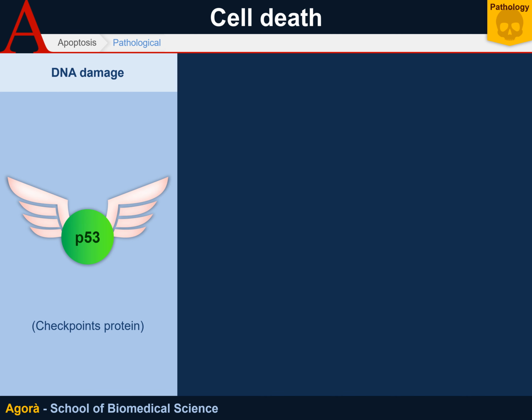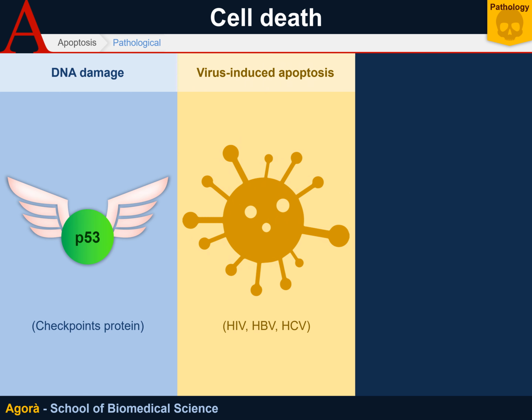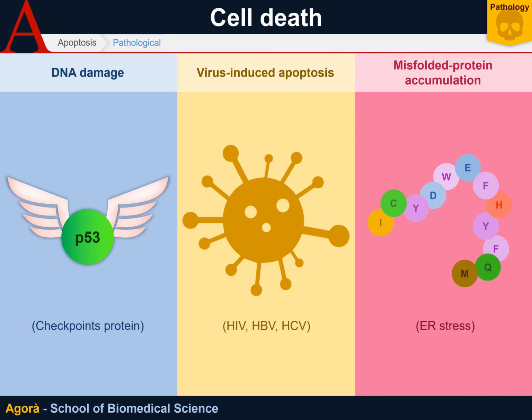Examples of pathological apoptosis are instead those occurring after DNA damage. In this case, apoptosis is triggered through particular proteins, also called checkpoints, which induce cell death in case of problems in the cell cycle. This phenomenon stops the transmission of gene damage to other cell generations. Another example of pathological apoptosis is virus-induced apoptosis, as for HIV, hepatitis B and C. Finally, apoptosis from misfolded protein accumulation is a phenomenon exposing the endoplasmic reticulum to stress that completely stops cell function. In this case, the cell cannot be saved through other systems and, being harmful, it has to be eliminated.